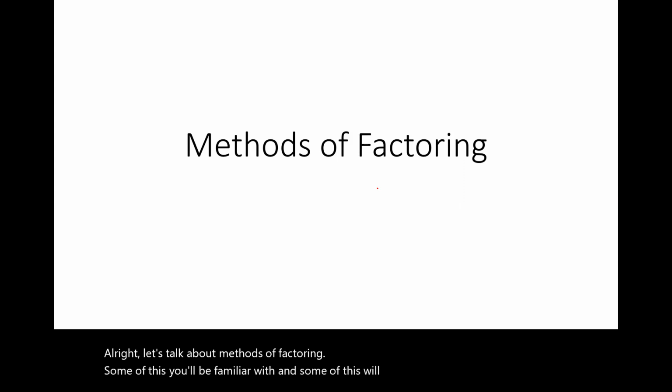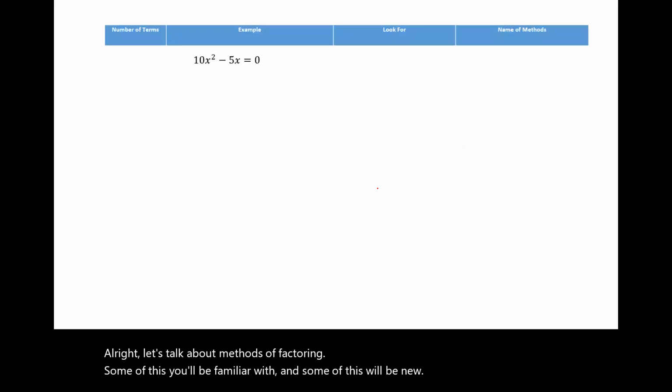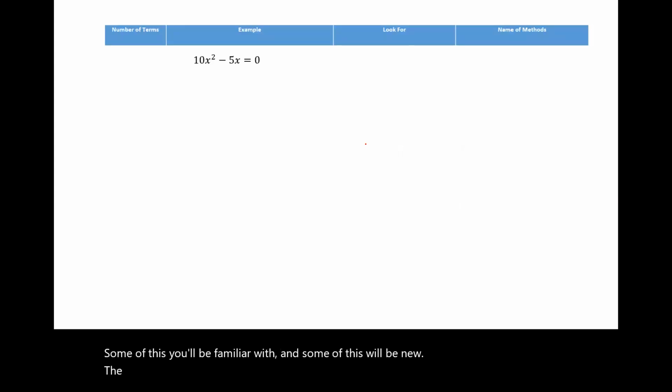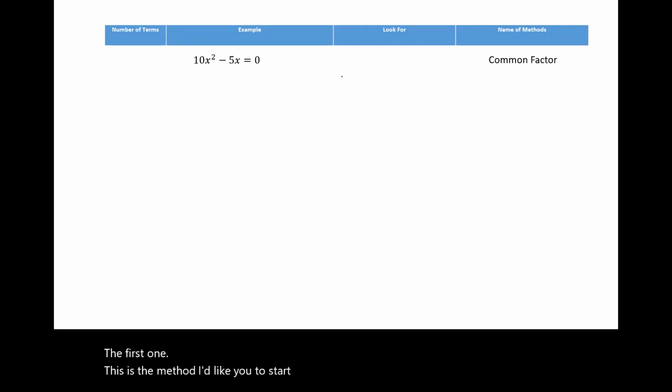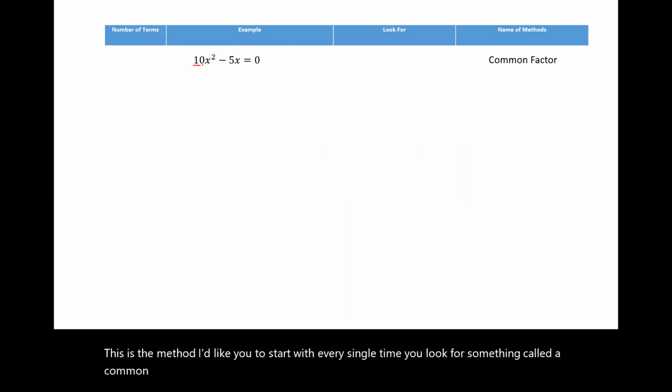All right, let's talk about methods of factoring. Some of this you'll be familiar with, and some of this will be new. The first one. This is the method I'd like you to start with every single time. You look for something called a common factor. Is there anything that goes into these terms?